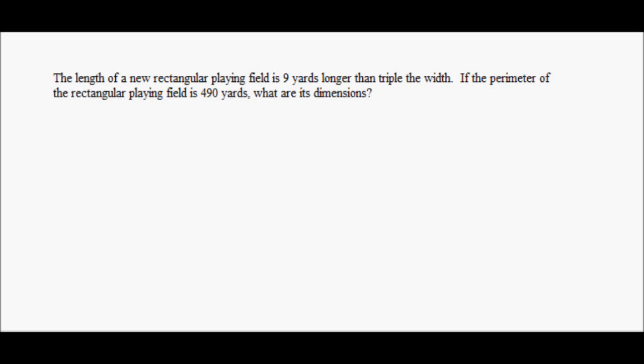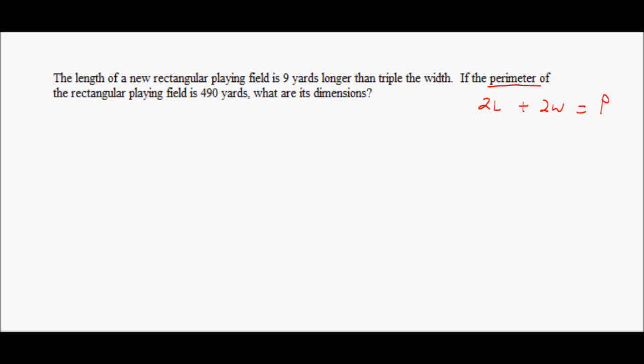Alright, so there's a lot to digest, and sometimes you have to read these word problems a couple of times before things start to sink in. But a big clue that's going to help us set up an equation, which we ultimately have to do, is to notice that they give us the perimeter of the rectangular playing field is 490 yards. Since they're giving us the perimeter, then somewhere along the line we're going to need the formula for the perimeter of a rectangle, which is 2 times the length plus 2 times the width is equal to the perimeter. And we'll see where that comes in a few minutes.